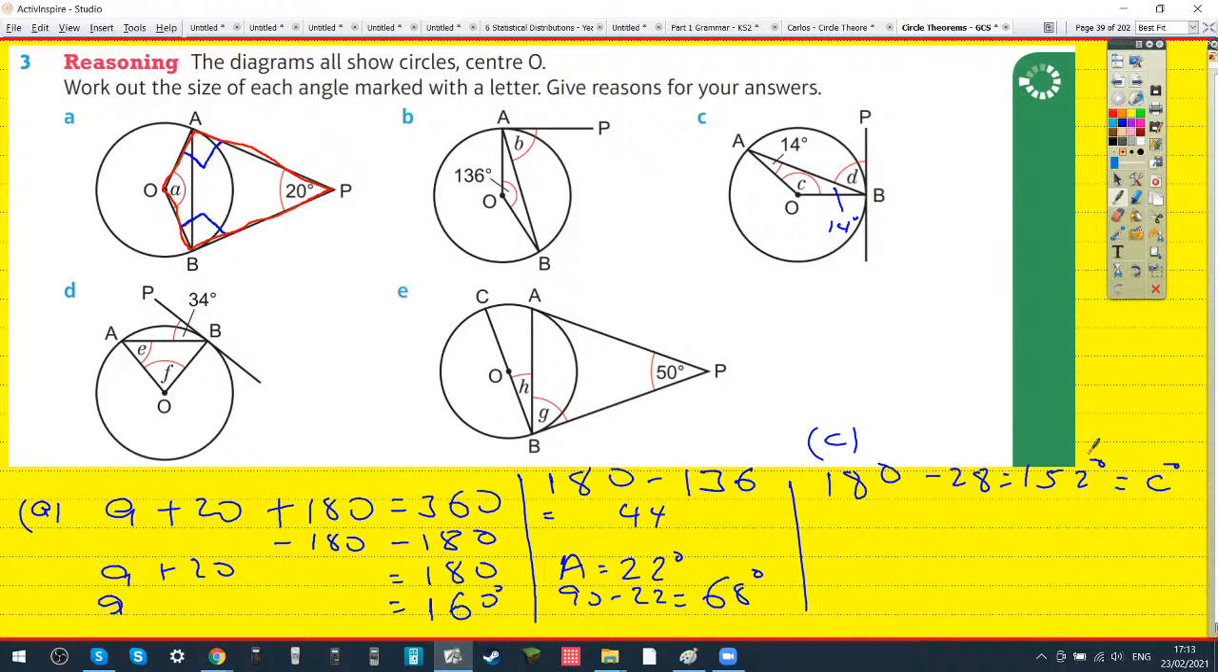And how about D? Okay, so 90 minus 14. So D is 76. Yeah, well done. D is 90 minus 14, 76. Okay, let's try the next question.